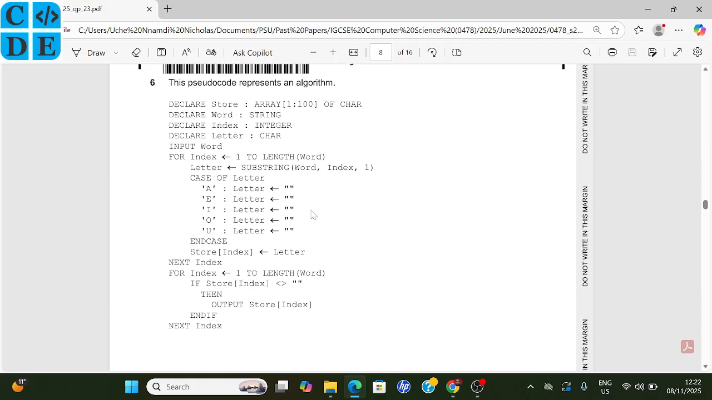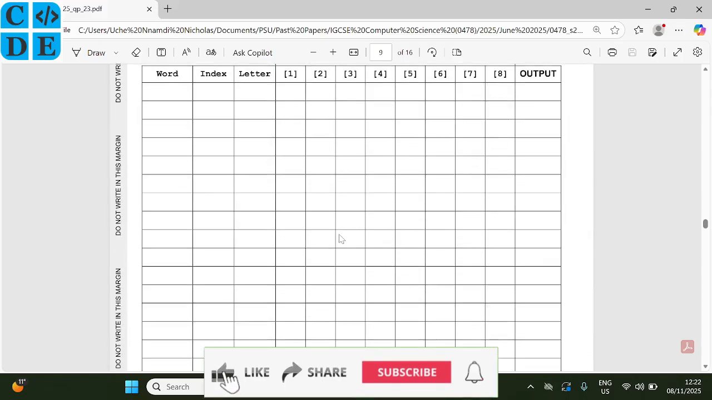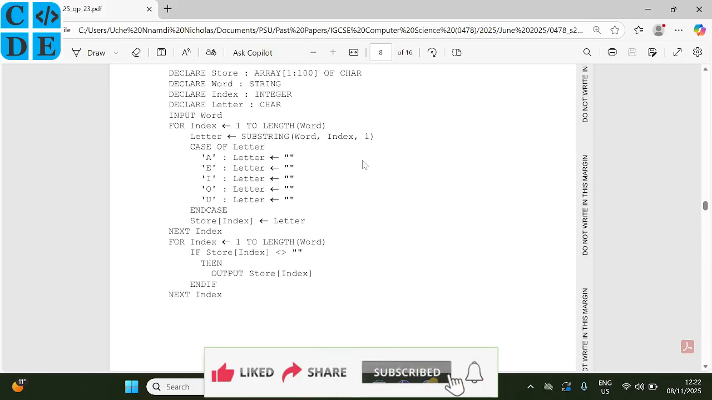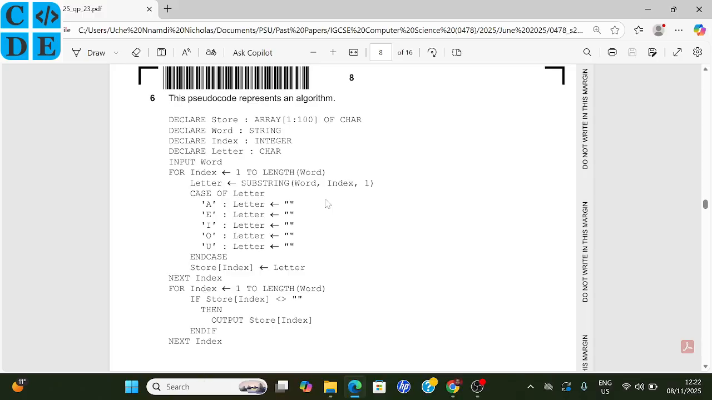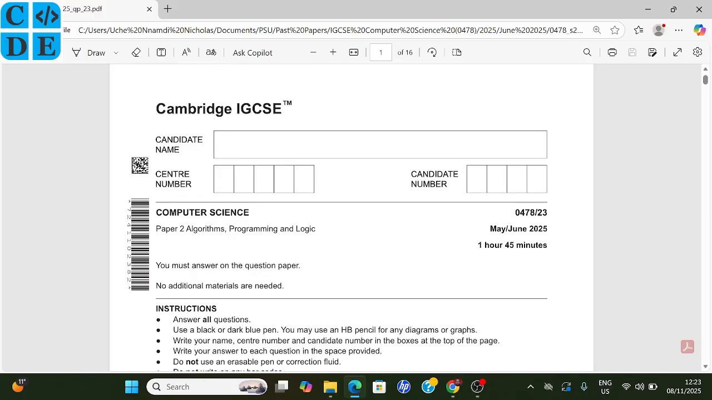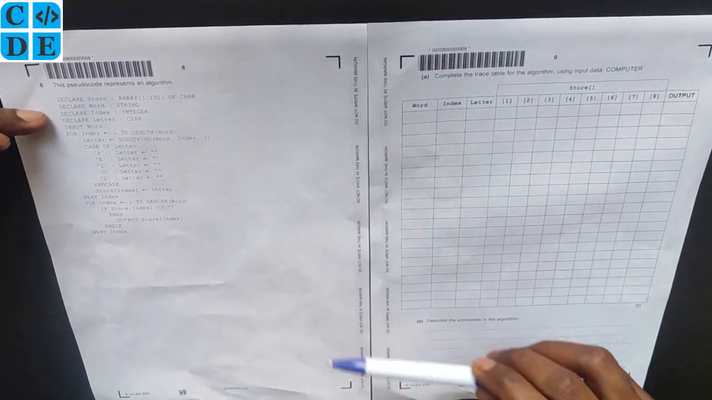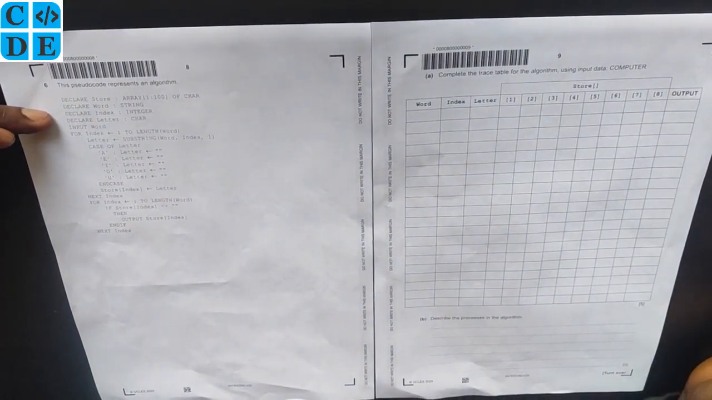Today we're going to be dealing with this algorithm here, and we're going to be using it to answer this trace table question here. This pseudocode is question number 6, from May-June 2025, paper 2-3, which deals with algorithms, programming, and logic. We're going to solve this trace table problem using this algorithm.